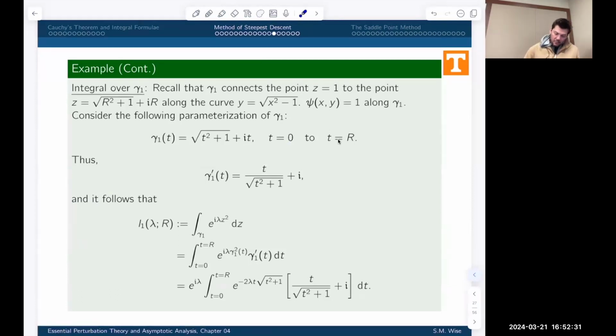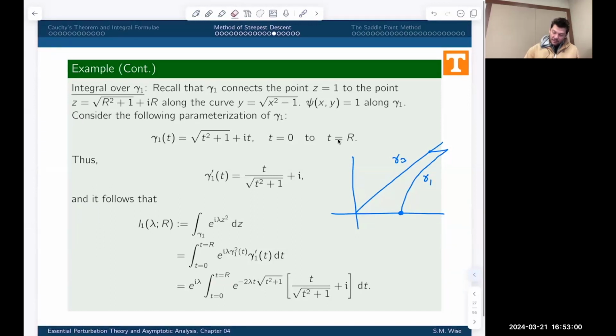So recall that gamma 1 connects the point z equals 1. So let me draw a picture again to remind us. It's kind of going off in this direction like this. Here's our other contour, that's gamma 3, and gamma 1. We have a bridge contour, but we don't really care about that because it's eventually going to go away. It's going to become vanishingly small.